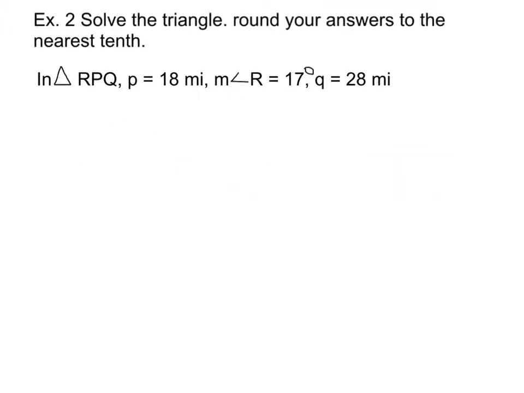Okay, example 2 wants us to solve the triangle. That means we're going to find everything. And we're going to round our answers to the nearest 10th. So, since they didn't give us a picture, I'm going to draw one. And it's not going to be drawn to scale. It says little p is 18 miles. Angle R is 17 degrees. Little q is 28 miles.